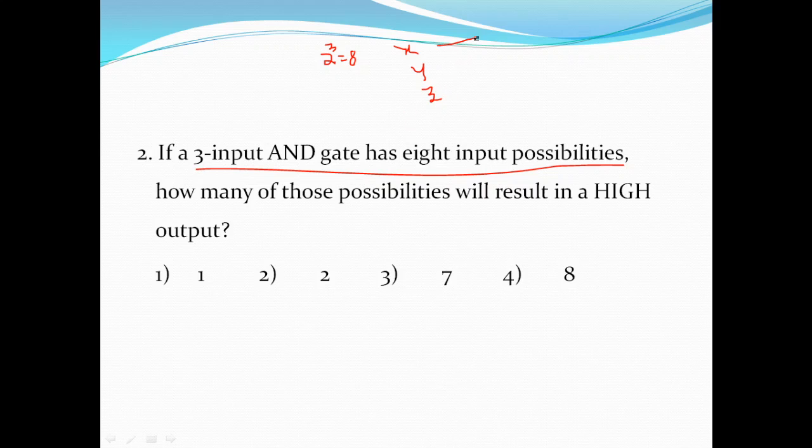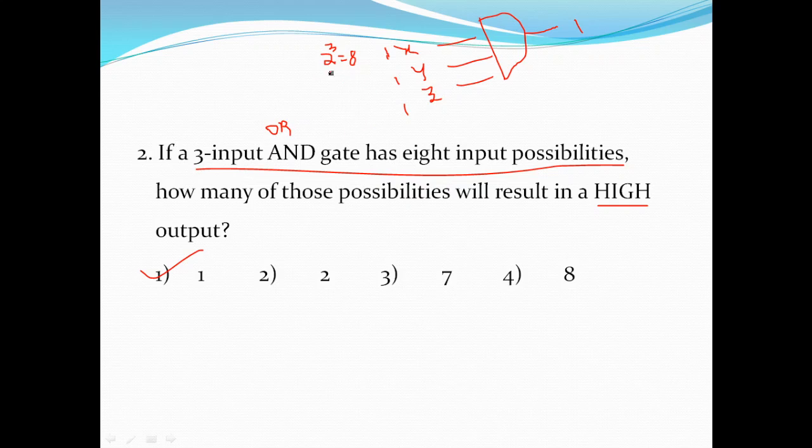Now if these x, y, z are inputs to an AND gate, what is the principle? If all the inputs are high, then only the output will be high. So among these 8 possibilities there is only one case, at all ones, where we get 1. So we have only one possibility to get a high output in the case of an AND gate.